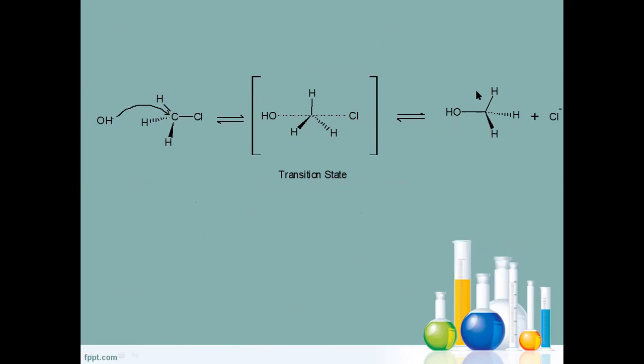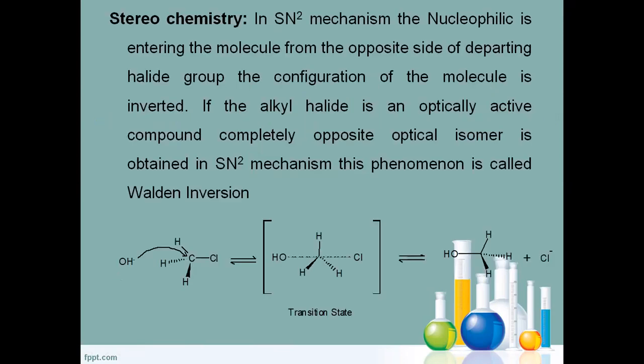In the SN2 reaction, we get inversion of configuration. If you take the R configuration, we get the product as the S configuration. If you take the S configuration, we get the R configuration. D configuration gives L configuration, and L configuration gives D configuration. In the SN1 reaction, we mainly get retention of configuration, whereas in the SN2 reaction, we get inversion of configuration.